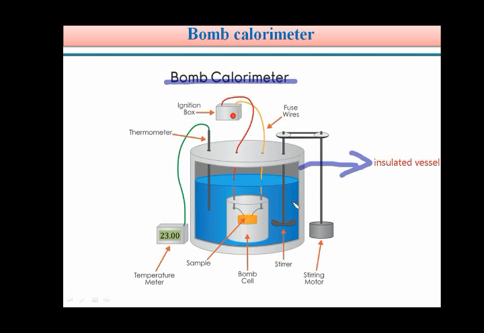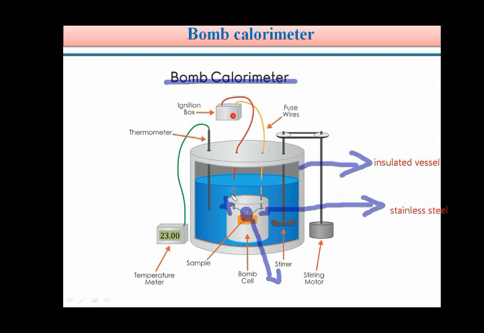And this is your stainless steel bomb. In this stainless steel bomb, there is a platinum vessel. In this vessel, we put our sample, and this platinum vessel is connected to a battery. One end is positive and the other is negative. From this battery, energy comes, and with this help we can burn or combust our chemical substance.